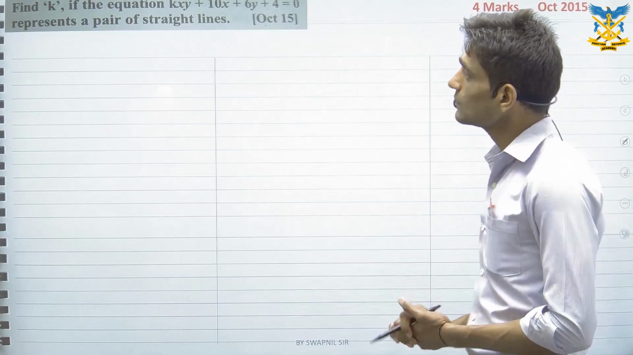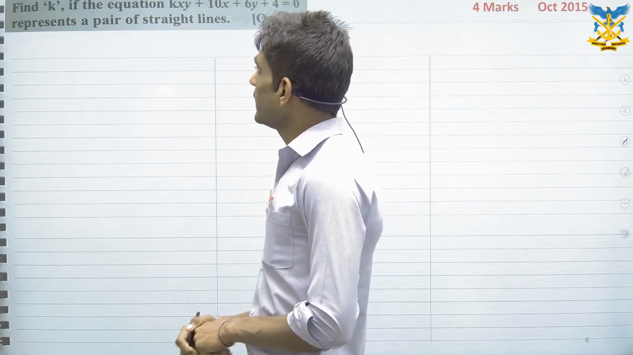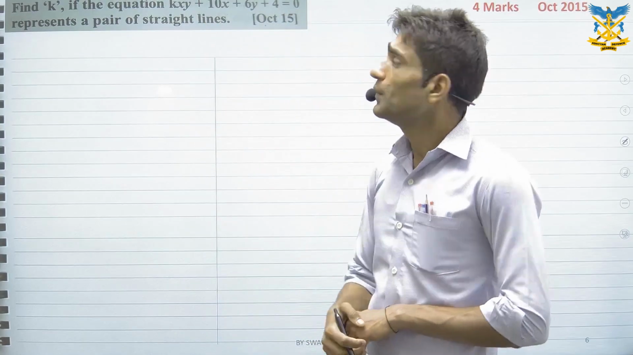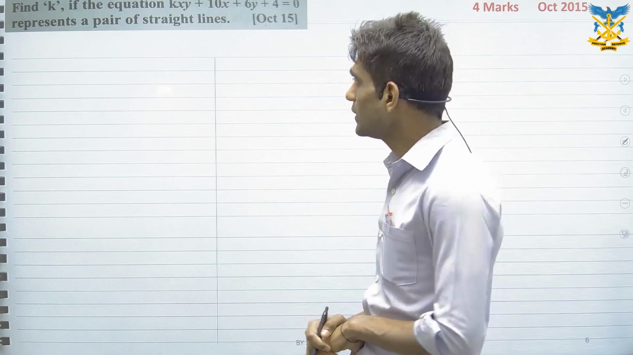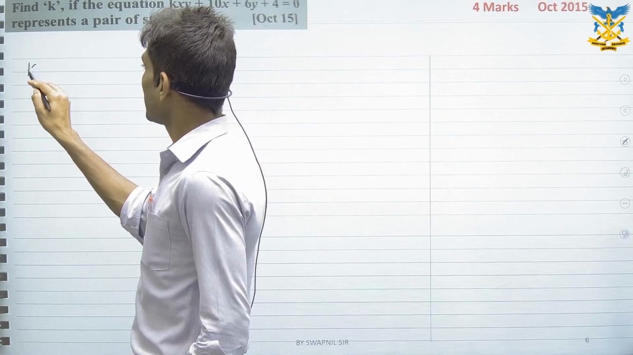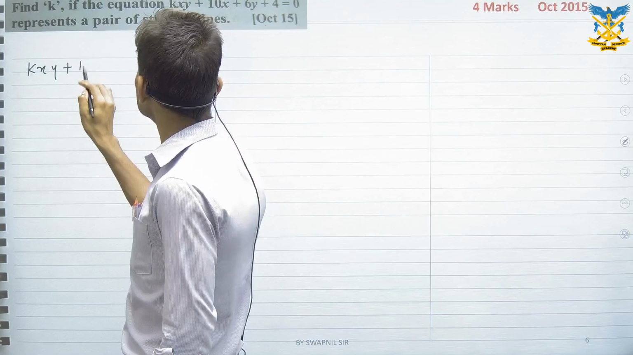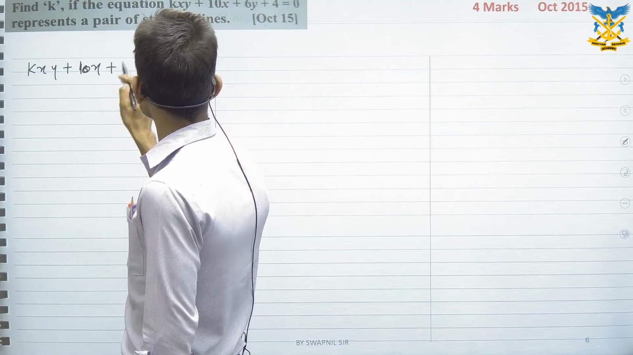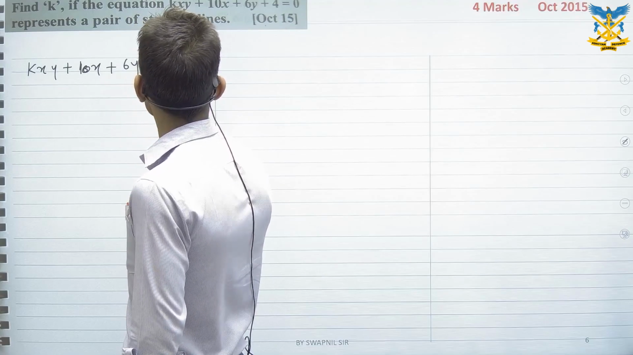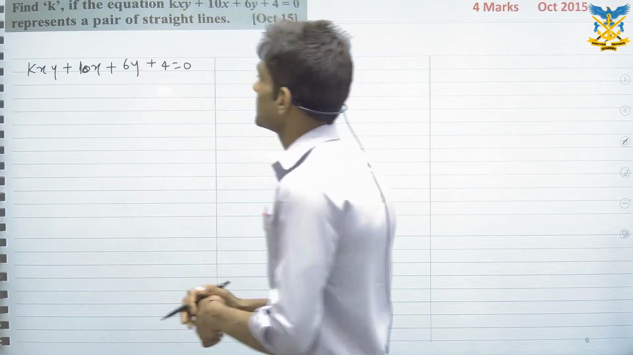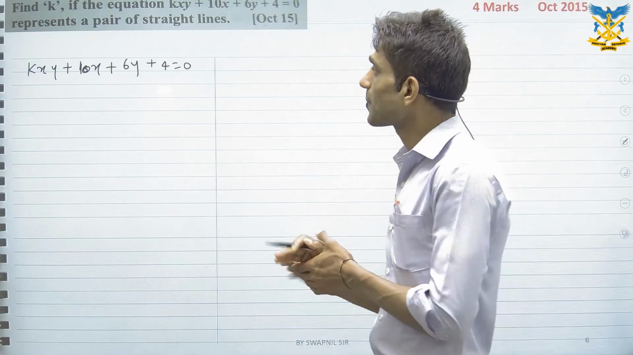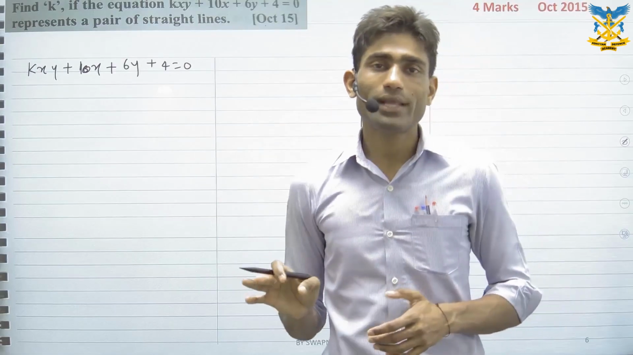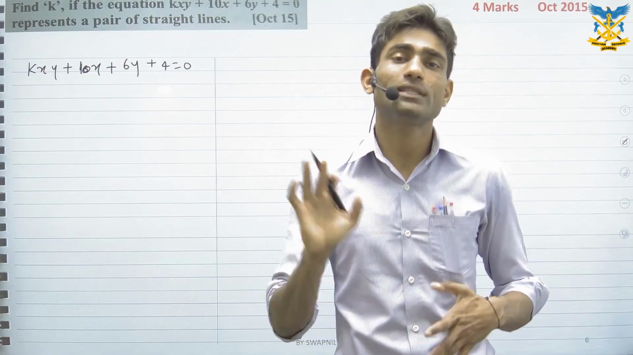We have to find the value of k if the equation kxy plus 10x plus 6y plus 4 equals 0 represents a pair of straight lines. So the equation we have is kxy plus 10x plus 6y plus 4 equals 0, which is a given general equation of a line, and it is already given that this represents a pair of straight lines. That means it satisfies the given 3 by 3 determinant.